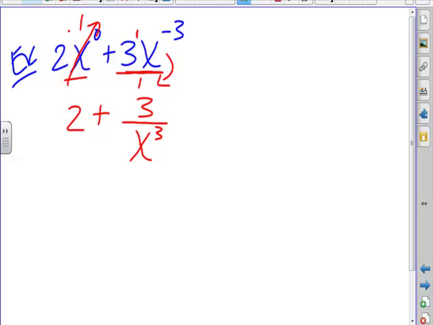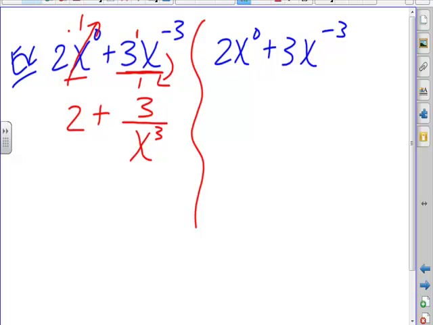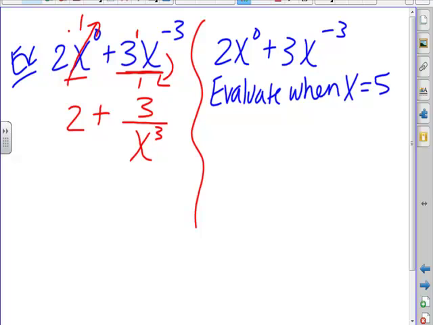Now, another thing that could be asked would be a question where it says, using this same 2x to the 0 power plus 3x to the negative 3, you could be asked to evaluate when x is equal to some number. It doesn't really matter what the number is. I'll put a 5 in. So what does that mean? It means take 2 times 5 to the 0 power plus 3 times 5 to the negative 3rd power.